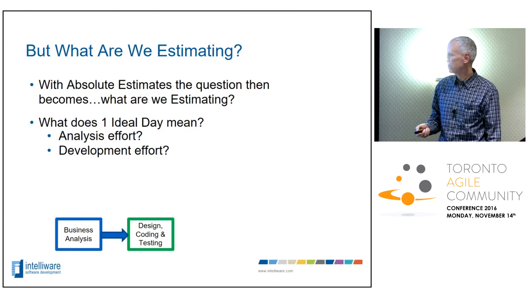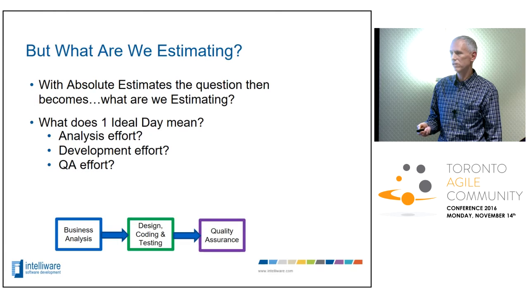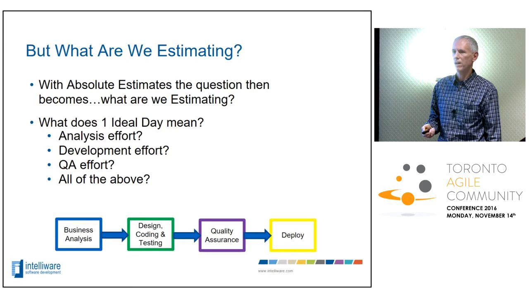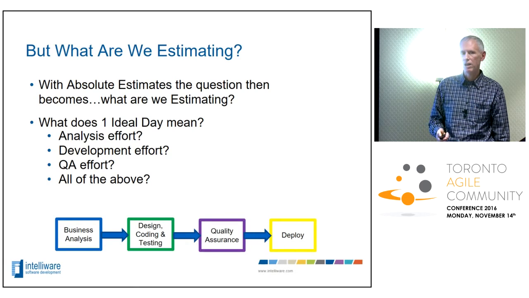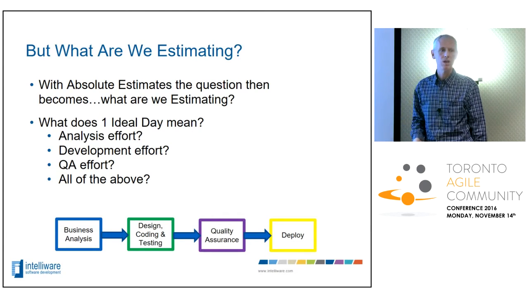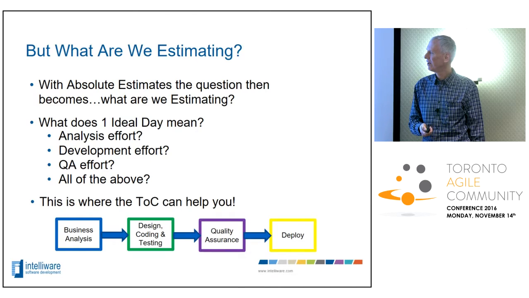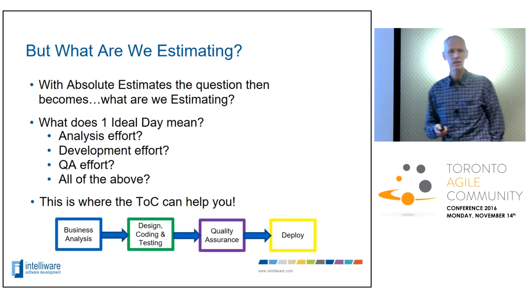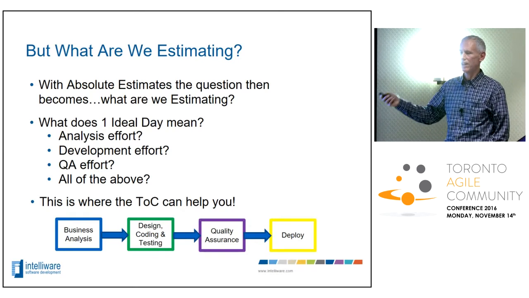It could be development, design, code, test, quality assurance. It could easily be either of those. Sometimes it's all of the above. But you need to be clear, when you do an ideal day estimate, exactly whose time you're estimating. And this is where I think the theory of constraints can help you. So now I'm going to take this stuff.